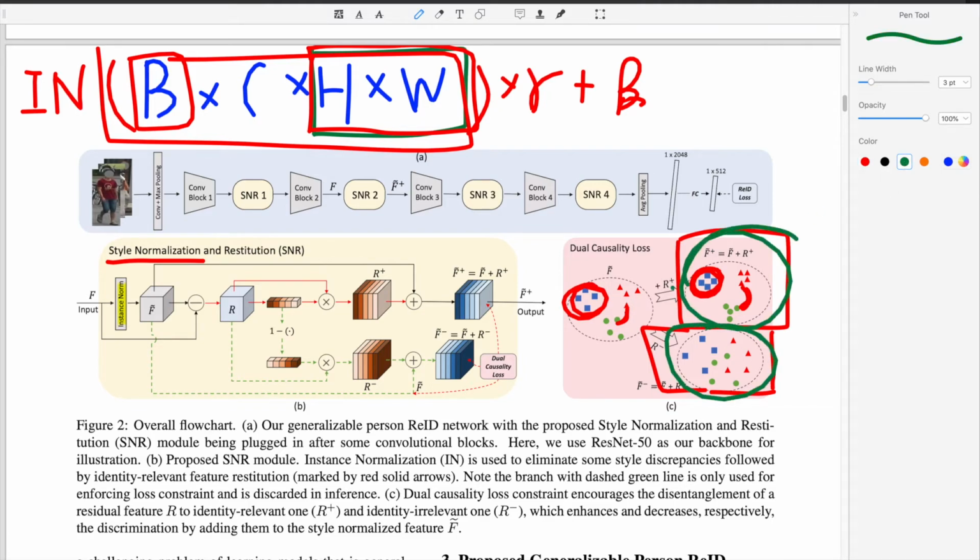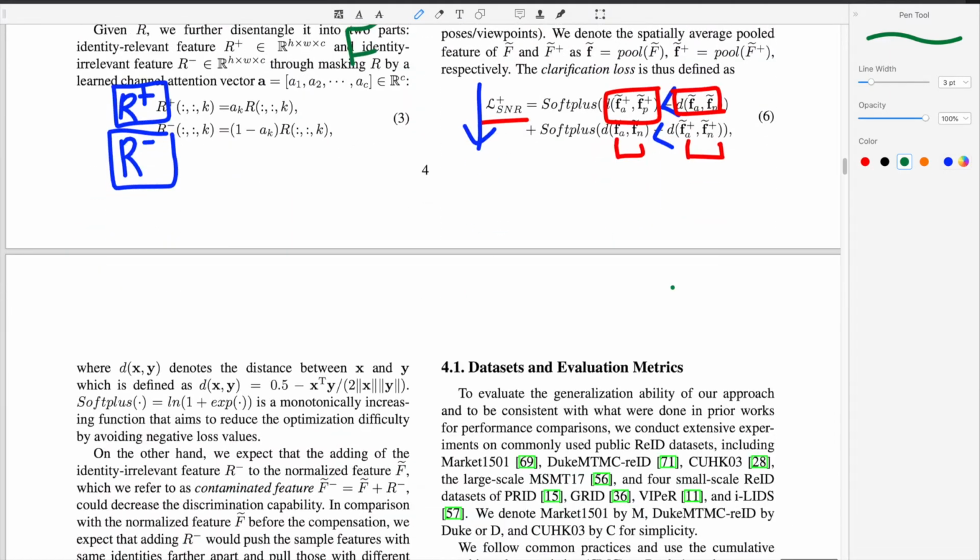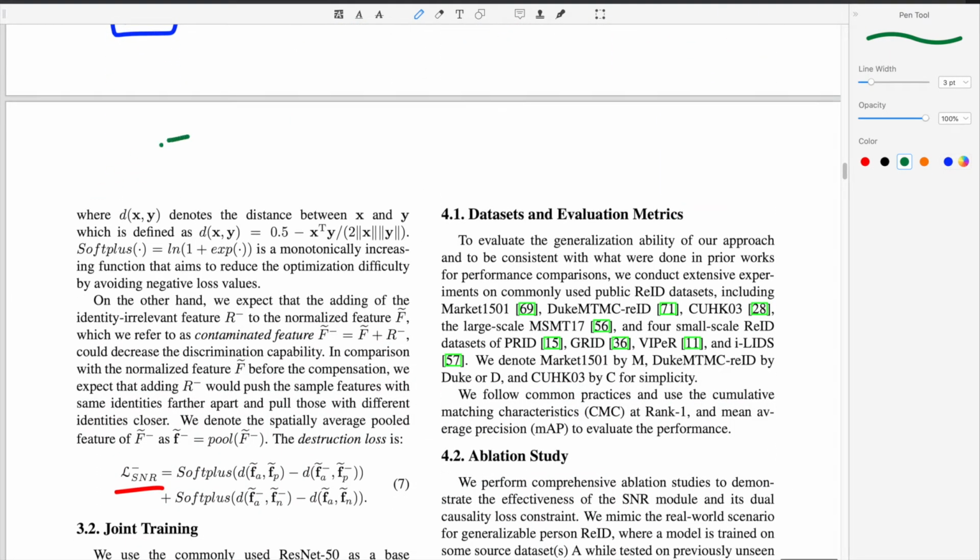second part of the feature f squiggly minus, where the contaminated feature is reintroduced, is basically done by doing the opposite. We want to maximize this and maximize this, where the distance between the same identities should be larger in the contaminated feature f squiggly minus, and the distance between the anchor sample and the negative sample, or the distance between features in the different identity should be smaller in the corrupted feature, contaminated feature.